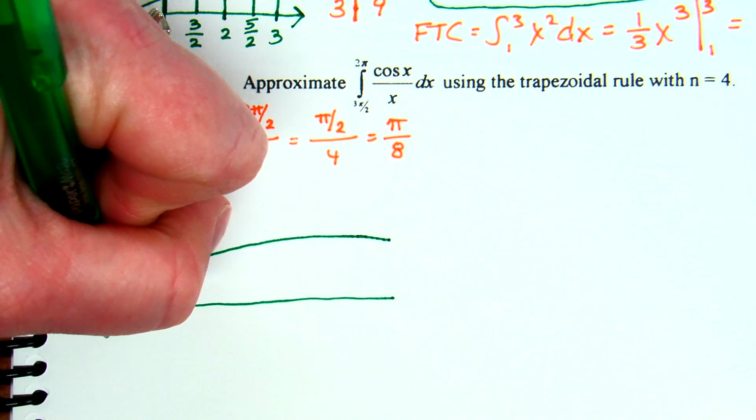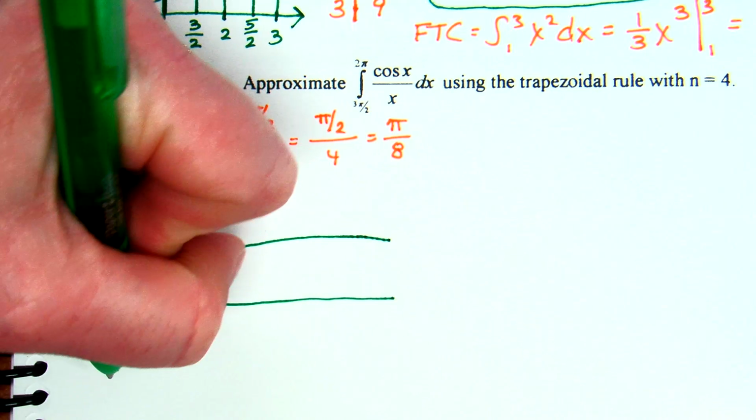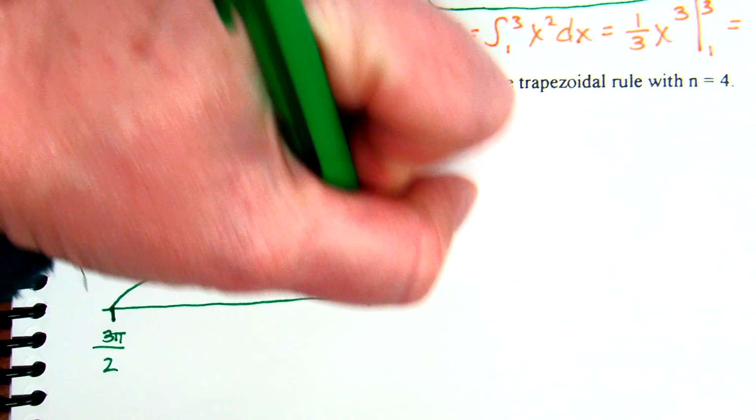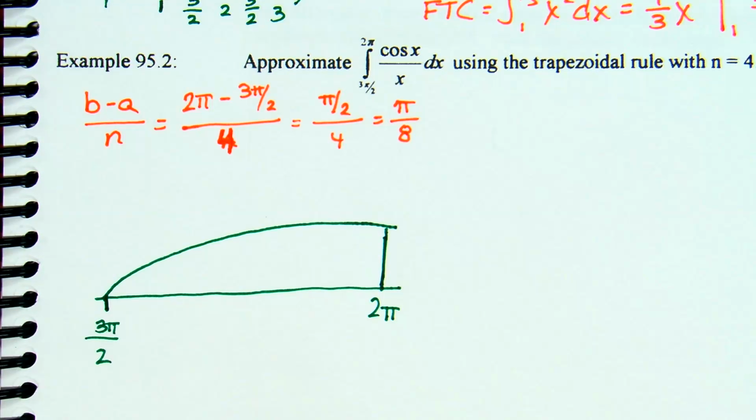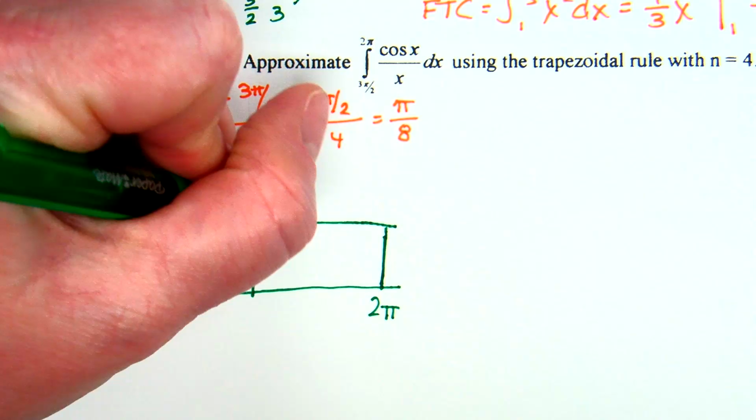We're breaking this up into what? 4 parts. I said n equals 4, so 4 parts, so I can divide it into fourths. That's pretty easy. How far apart are these pieces? The width of each interval is pi over 8. I need these x values, don't I? I need these x values. So if we think in terms of pi over 8, what is 3 pi over 2 in terms of 8s?